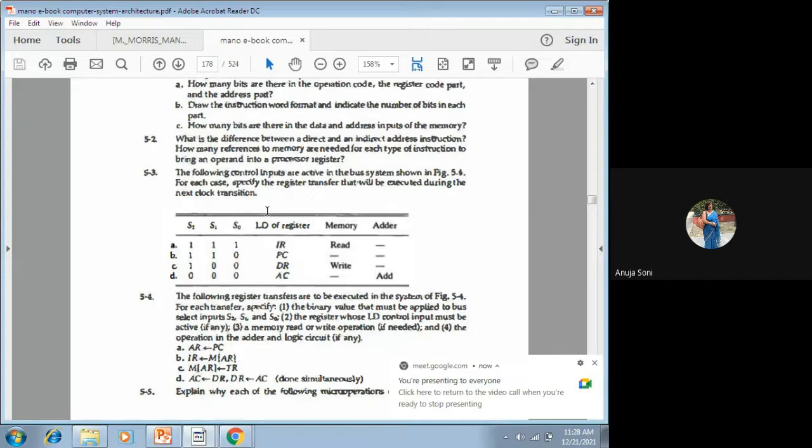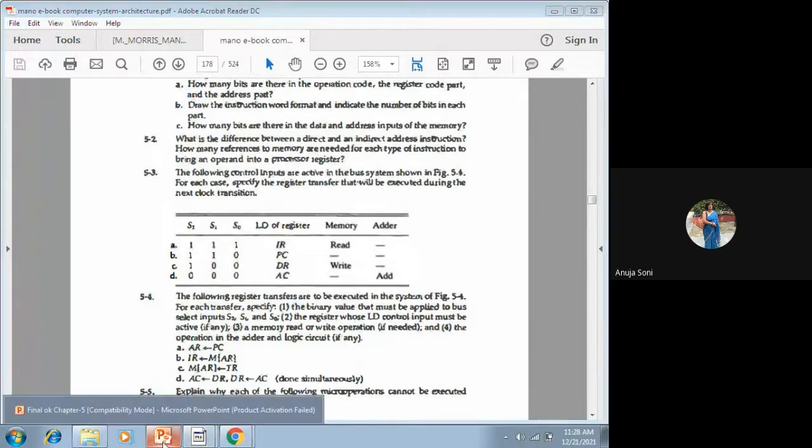Means earlier I had explained the functionality of common bus diagram, how the data transfer statements take place in terms of the connections given in the common bus system. Now vice versa, the problem is given and you have to specify. Here basically four parts are given: part A, part B, part C, and part D. So part by part you have to specify the register transfer statement corresponding to all these given control signals. Let me show you again the common bus system of CPU.